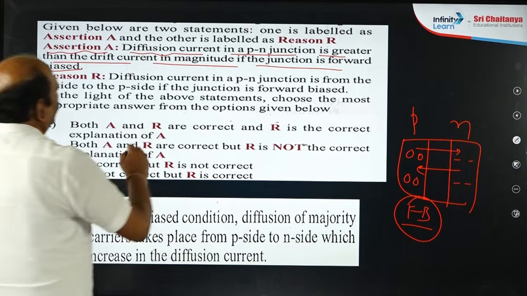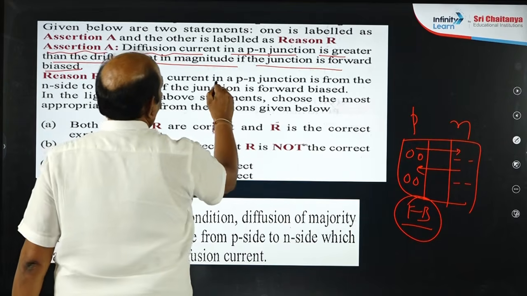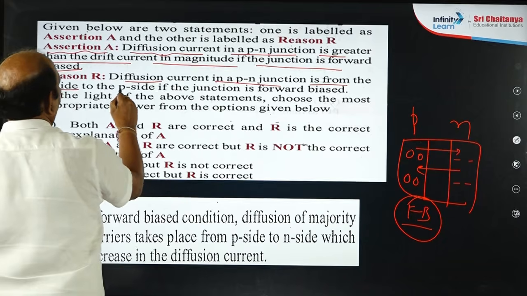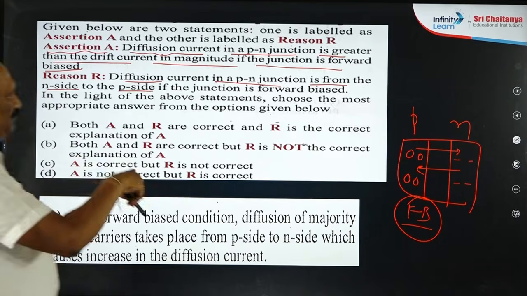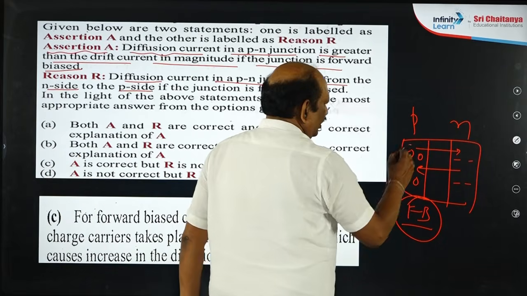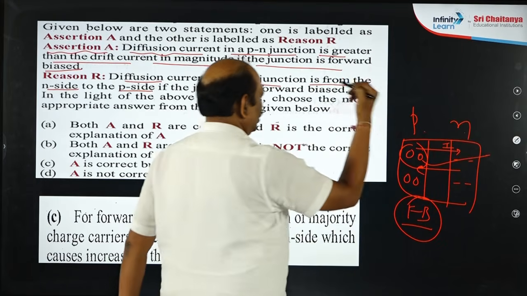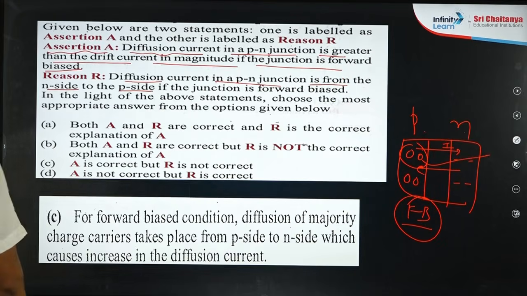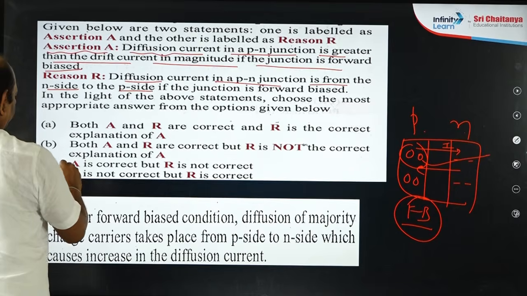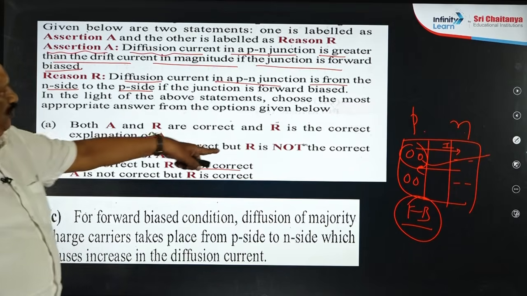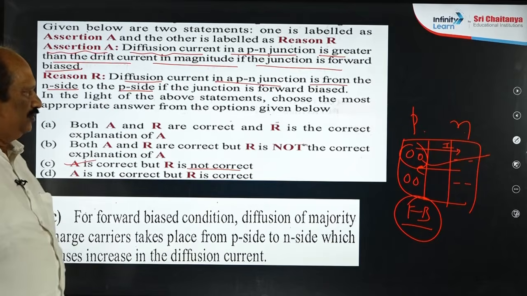Next reason: diffusion current in a PN junction is from N side to P side. But observe carefully here, hole direction is taken as the current direction. Hole direction is from P to N side. That is why the assertion is correct, but the reason is not correct, because diffusion current is from P to N side.